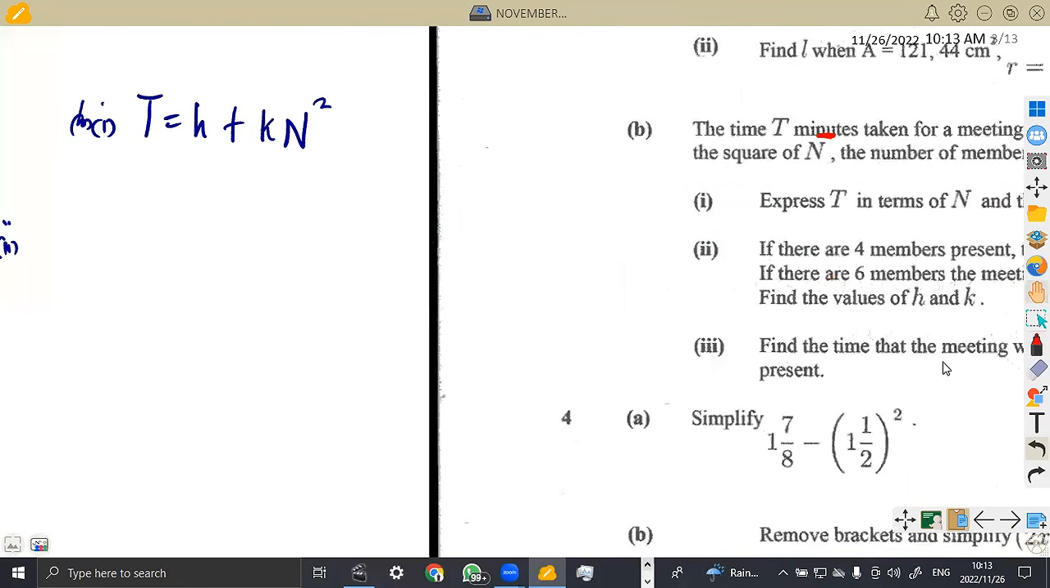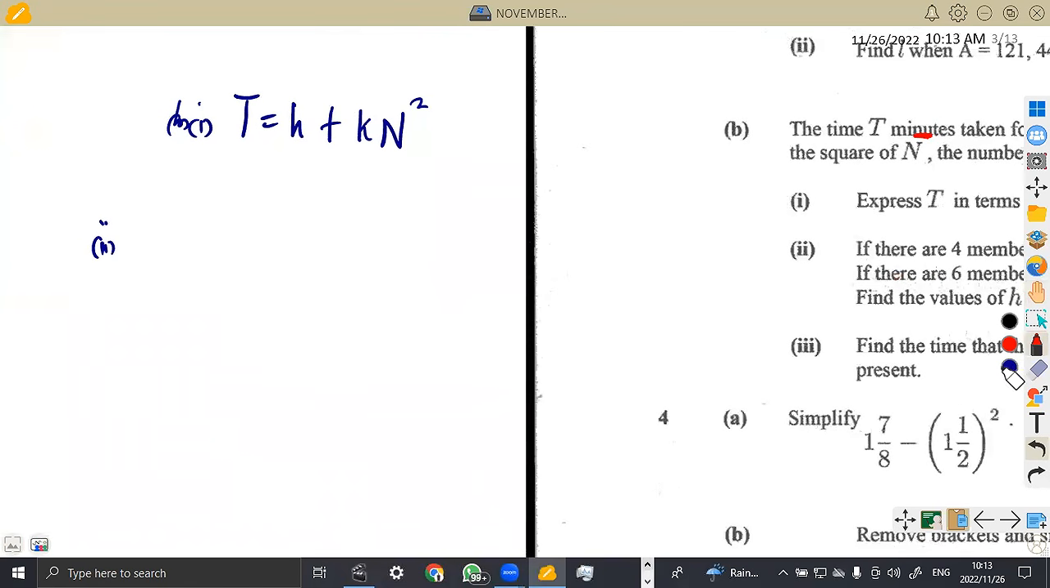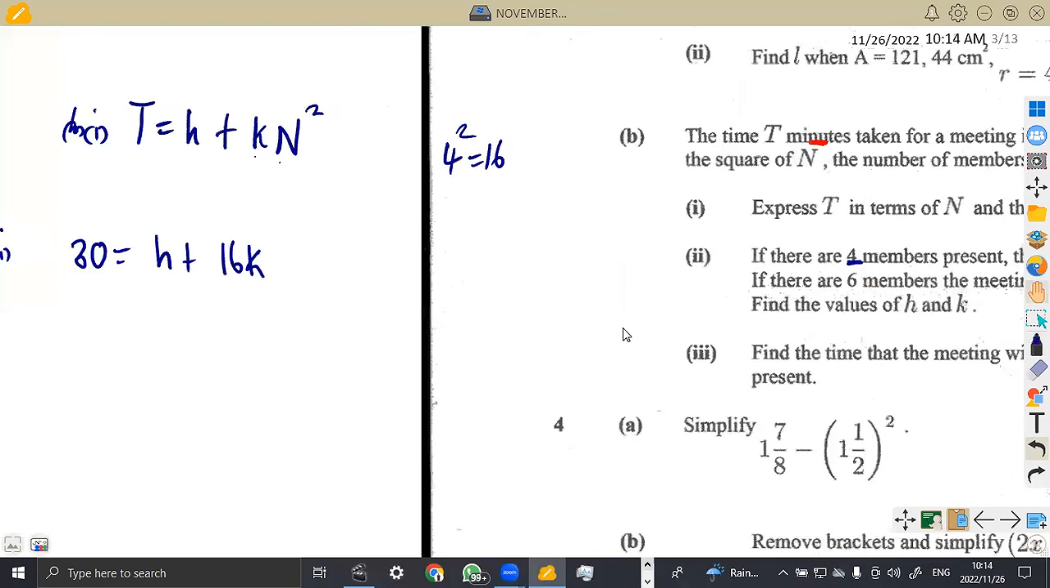So we're going to write 30 as it is. So 30 for the time is equivalent to h plus kn squared, whereby n is the number of members, which is 4. So 4 squared is equal to 16. So it is going to be 16k.